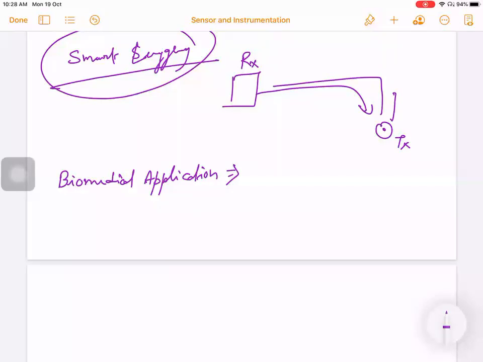So we were talking about biomedical applications. There are so many pieces of equipment available in hospitals. They connect the patient to many sensors, so they can monitor the real-time condition of the patient, how the patient's condition is getting better or getting worse. Anyway, this is all about the application of smart sensors.